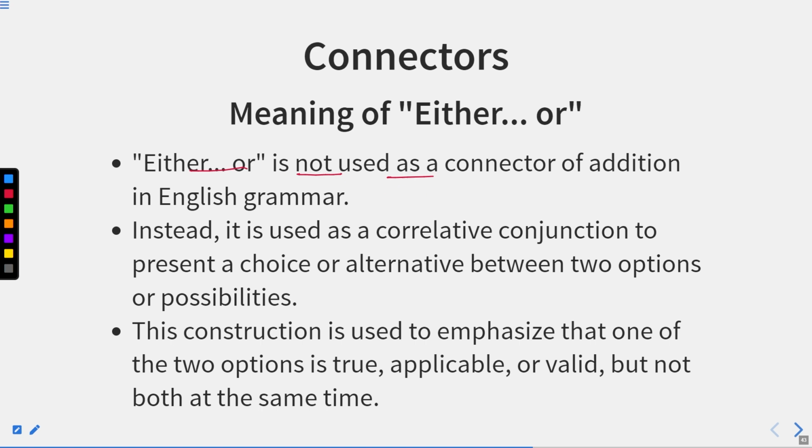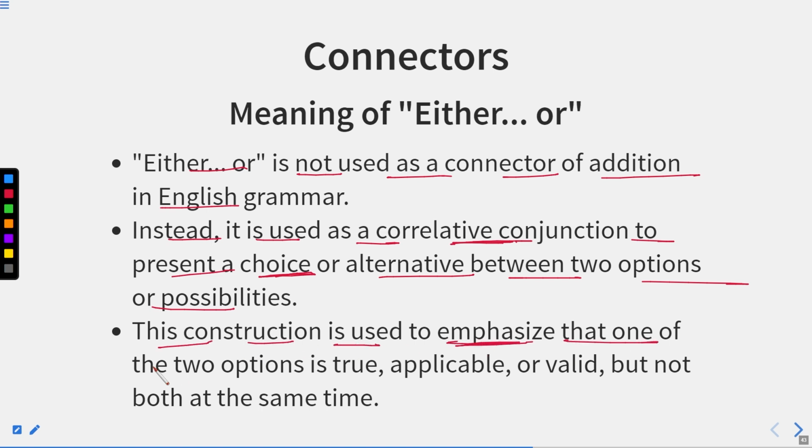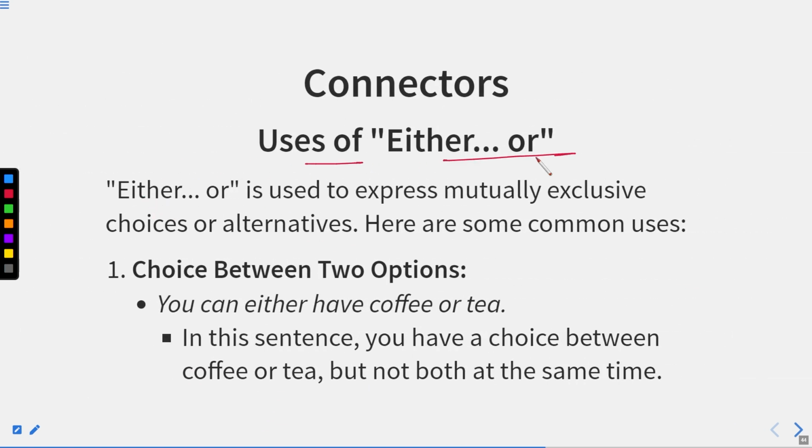Now, either or is not used as a connector of addition in English grammar. Instead, it is used as a correlative conjunction to present a choice or alternative between two options or possibilities. As I told you, there are two options and out of those we have to choose one. This construction is used to emphasize that one of the two options is true. Actually, this is not a connector of addition. In fact, this is only a correlative conjunction or pair conjunction. Applicable or valid, but not both at the same time. Okay, now let us see the uses of either or.